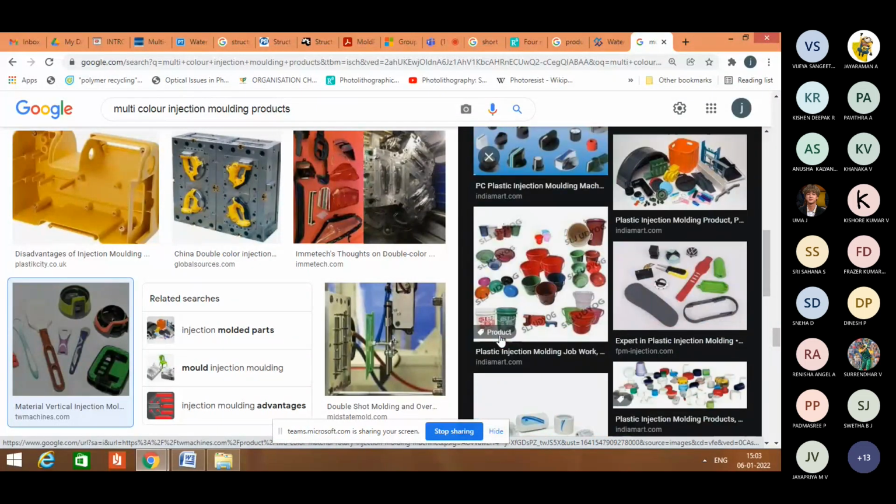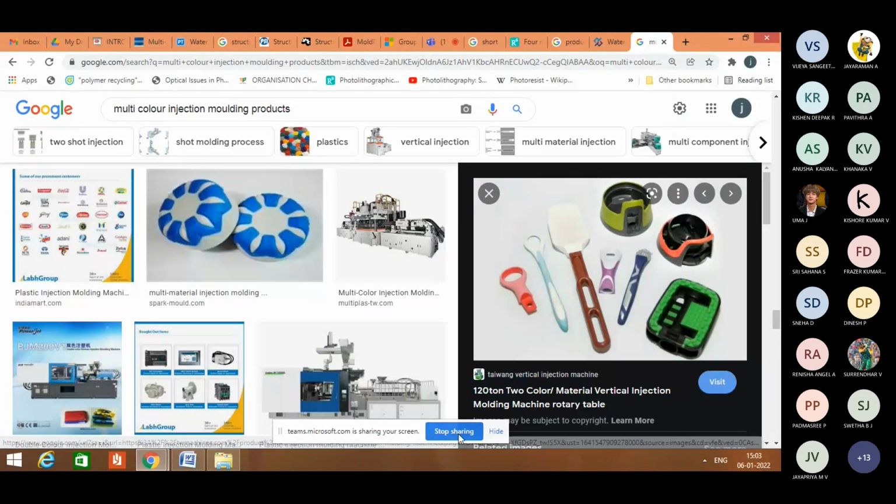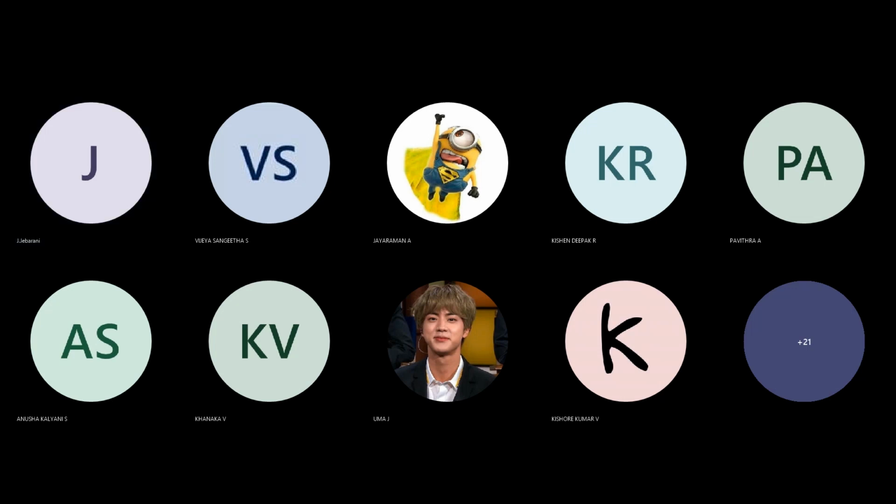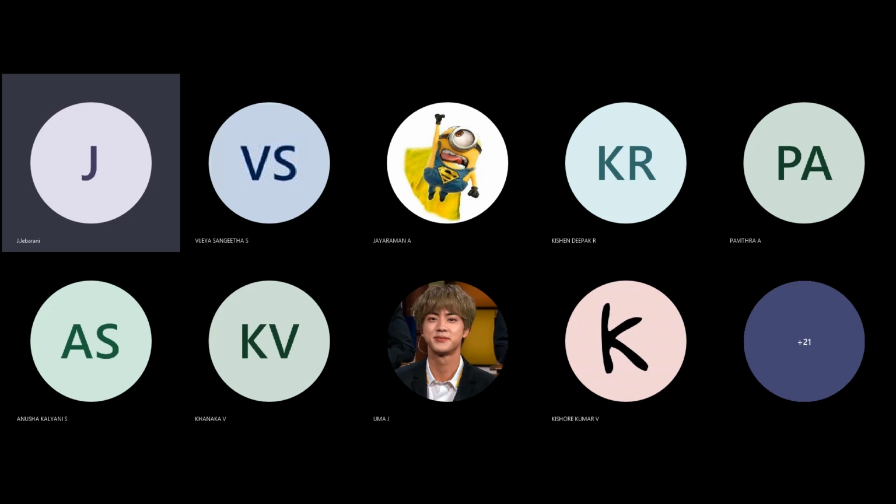Now, how to do multicolor injection molding? For two-color injection molding, the machine consists of two injection units for injecting two different molten resins. In the multicolor injection molding technique, three different injection units are used.